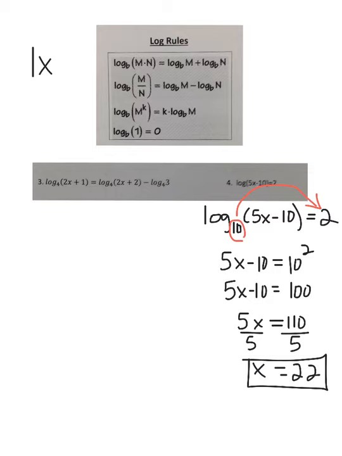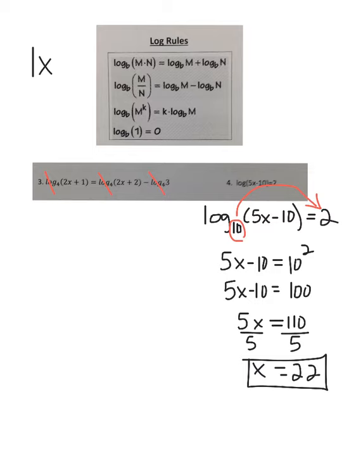Now, let's look at number 3, because this is fun. Notice we have a balanced equation. We've got a log on the left, a log on the right, and another log on the right. So this actually makes your life so much easier. When you have logs everywhere, guess what you can do? Bing, bing, bing. But that only works if you have logs everywhere on both sides of the equal sign.